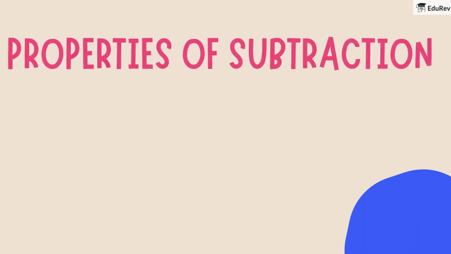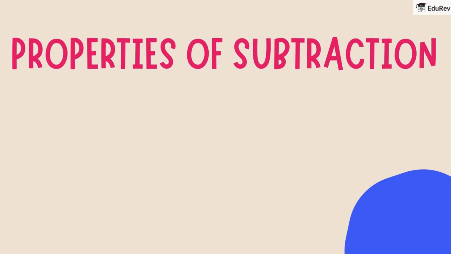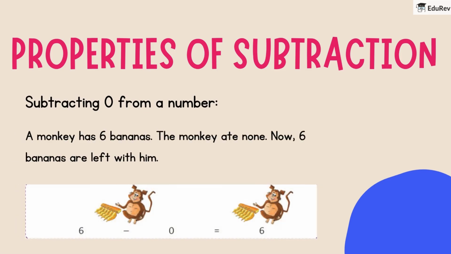Next, we will look at the properties of subtraction. One property is that subtracting 0 from a number leaves the number unchanged. For example, if a monkey has 6 bananas and eats none, he still has 6 bananas left.